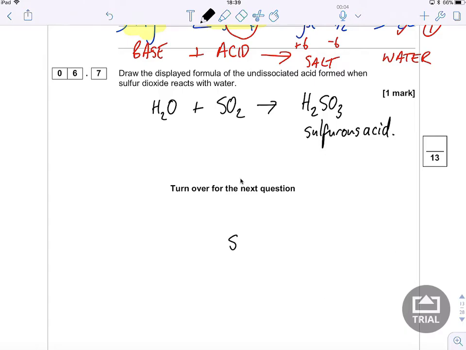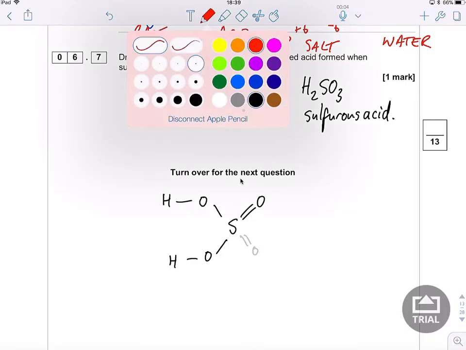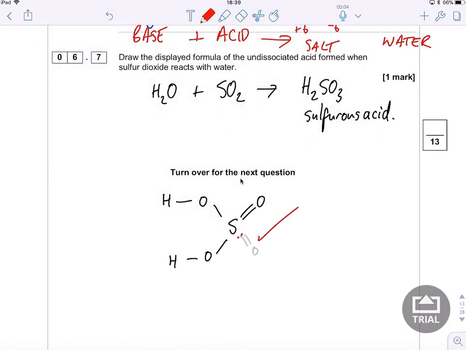So I'm going to start off with sulfur in the middle. I've got 1 sulfur oxygen double bond, and then quite similar to the structure of H2SO4. So I've got these 2 bits on it here, but I don't have my 4th, because I don't have H2SO4. I've just got H2SO3. So I would be able to draw a lone pair of electrons on there. Okay, don't know why that's not rubbing out properly, but you get the idea. Lone pair of electrons, 1 mark.